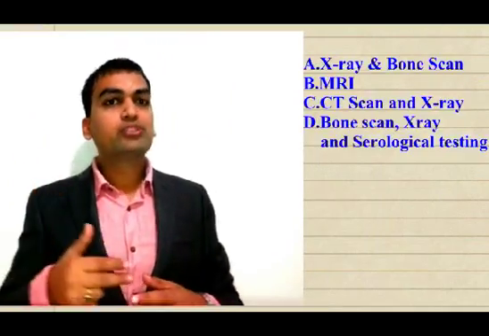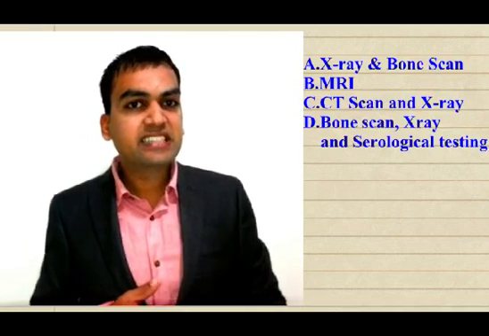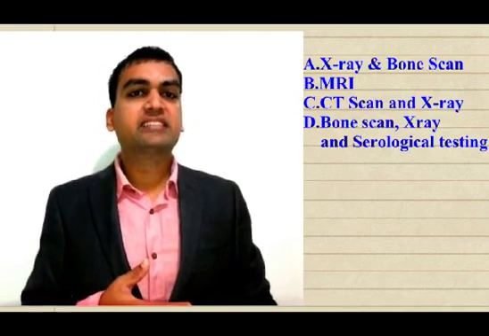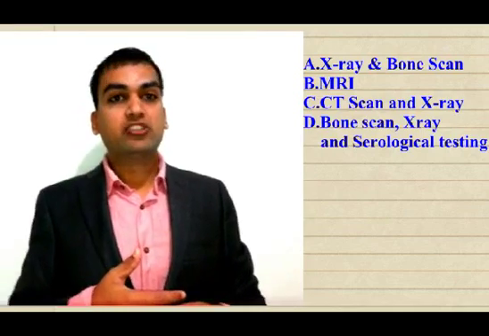Okay, according to the question, a young boy has a disorder which is provisionally diagnosed as osteogenesis imperfecta. If you remember my previous video, you know how exactly you define it and the symptoms of osteogenesis imperfecta. But this question is not exactly about that. This question is about the lab investigations done in a similar condition. You have 4 options. One option is X-ray and a bone scan. Second option is MRI. Third option is a CT scan and X-ray. And then fourth option is X-ray, bone scan and serological testing.